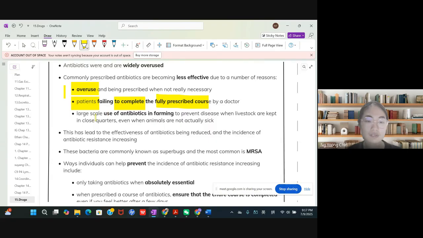I think you yourself, when you visit a doctor, also didn't complete the antibiotic dose, right? And then for this one, there is also the use of antibiotics in farming to prevent disease when livestock are being kept. For example, with pig farming or chicken farming, whenever the animals get a disease, because the animals are reared together, they become very stressed. When they are stressed, they are more prone to disease, right?